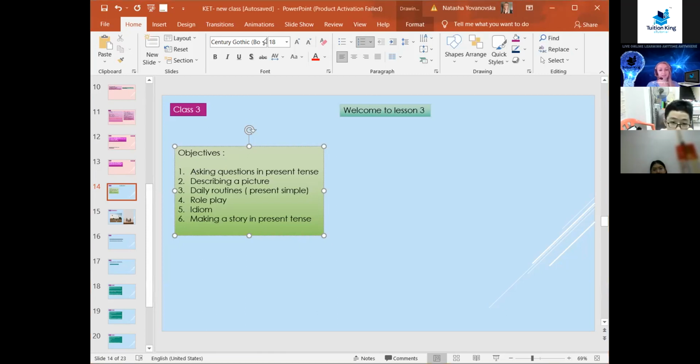And then we're going to practice daily routines with present simple, things that we do every single day. Then we're going to do some role play. After that, we're going to speak a little bit about idioms and see what idioms are. And at the end, we're going to have a story to make in present tense. And I will tell you later on about everything that is going to be included.